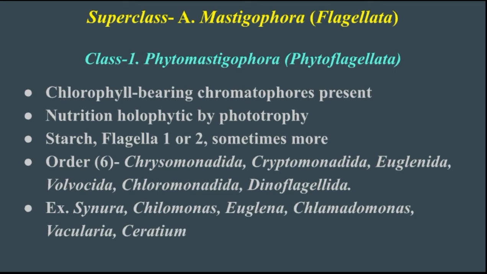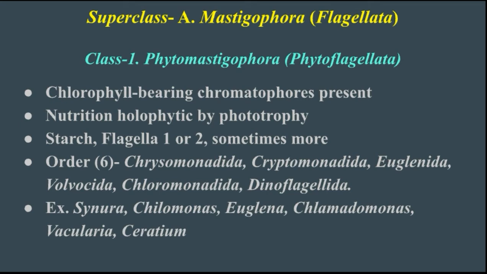So this is one particular general characteristic of the Phytomastigophora. One more is the flagella: 1 or 2, sometimes more. These animals contain 1 as well as 2, and sometimes more flagella will be present in those animals. So in that class, the Phytomastigophora is again divided into 6 orders.